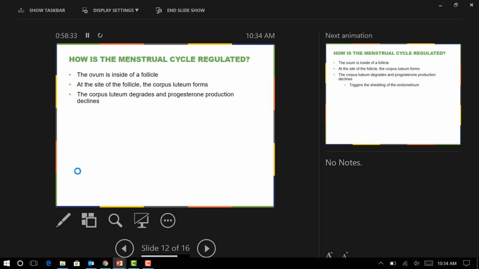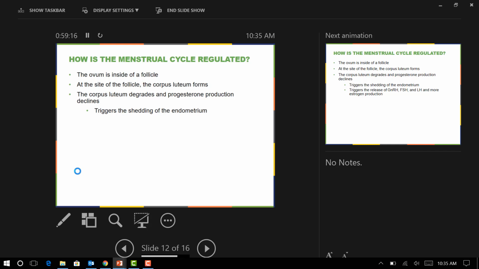This corpus luteum begins to degrade as the oocyte is being ready to be released. And when it does, it stops producing progesterone. Progesterone is a hormone that works in a number of ways. But one of the things that progesterone does is basically inhibit estrogen production and some of the other hormones that are produced. So as this starts to degrade, you start to produce less progesterone, and this triggers certain events. First thing it triggers is the shedding of the mucus lining of the uterus, the endometrium.